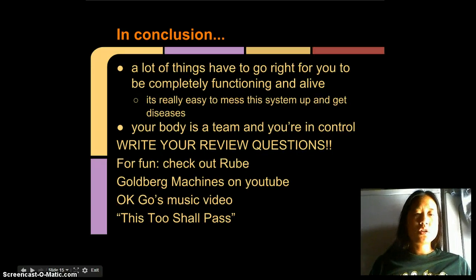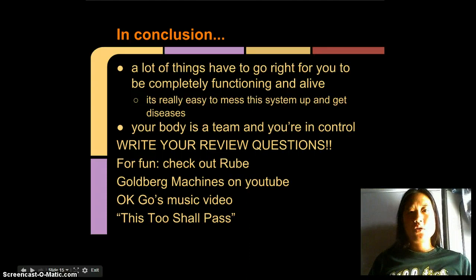So in conclusion, to wrap up everything that I've talked about, a lot of things have to go right for you to be completely functioning. So for you to have a good system and to be okay and to be alive, you have to have everything on board. So realize that your body's a team and you're in control of it. So you're making decisions, you're calling the shots. So whether you're going to decide to exercise and keep this thing in check, you're going to get preventative health care, you need to keep that in mind.